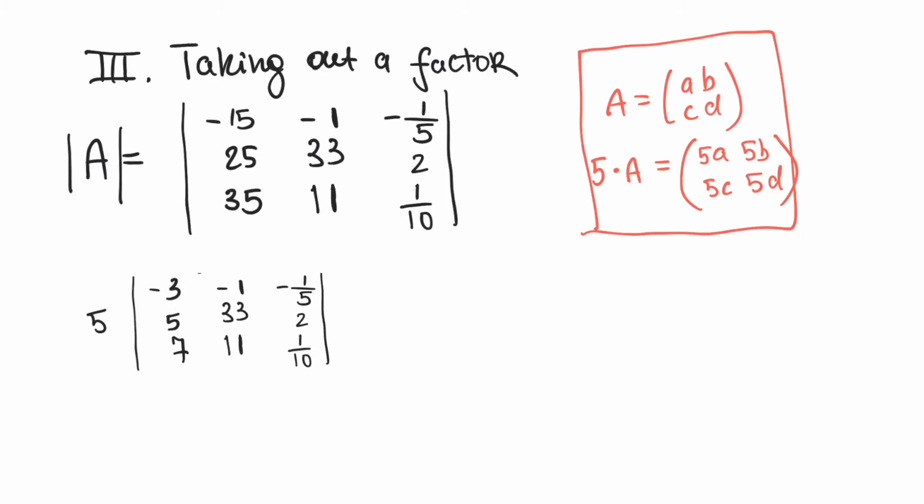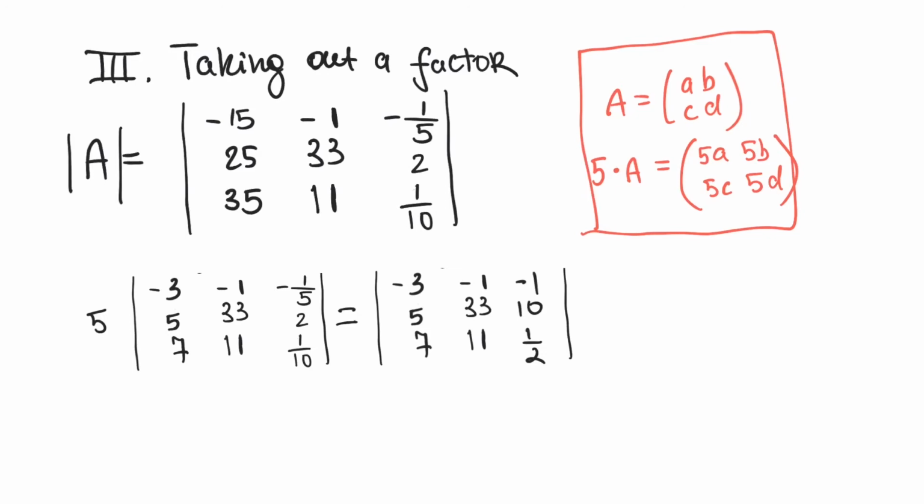So we have 5, and now it's not that we can only take it out. We can also multiply a row or column by that factor. We can also factor it in. So what we're going to do is we'll multiply the third column by that factor we just took out. And it's going to give us negative 1, 10, and 1 over 2. Right? So this already looks better.